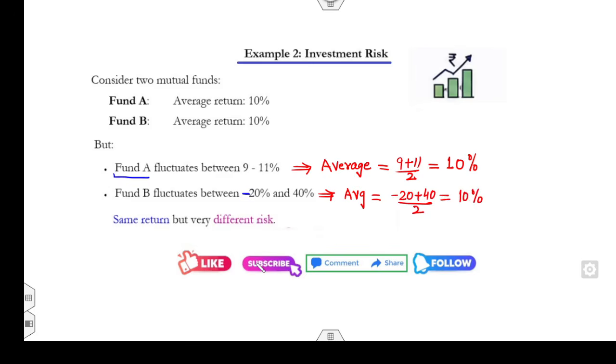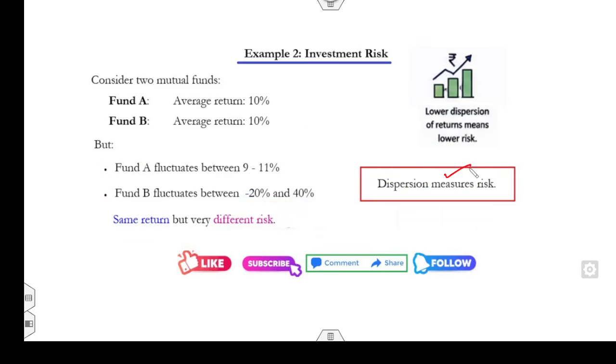So which fund would you prefer to invest in? Definitely you can prefer fund A. Why? Because it has less variation. It has less variation, or less risk, as compared to the -20 to 40 fund, although they have the same return. So that means dispersion also measures risk. Low dispersion means low risk.